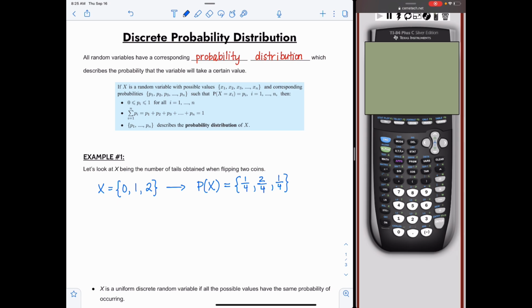Now, remember, your probabilities have to add up to 1. So if I were to take the sum of my probabilities using the sum symbol, my sum does equal 1 here, because 1 over 4 plus 2 over 4 plus 1 over 4 is 4 over 4, which is equal to 1. So I know that this checks out. You can also display this as a table, or you can display it as a graph.